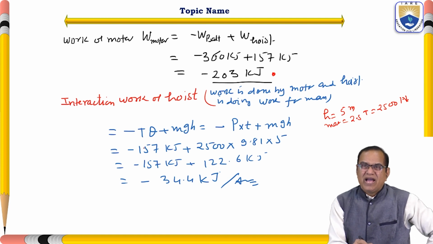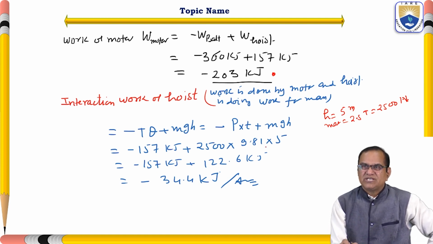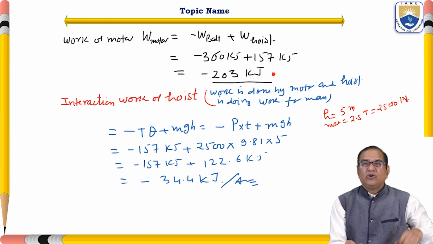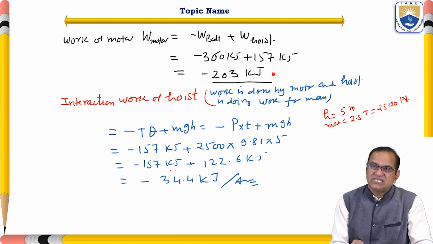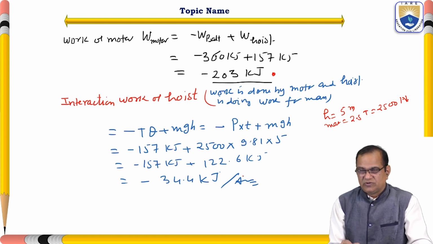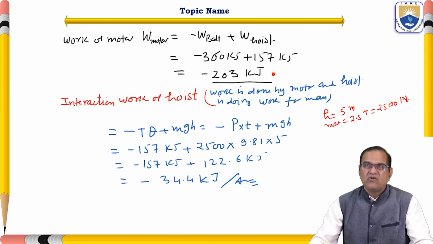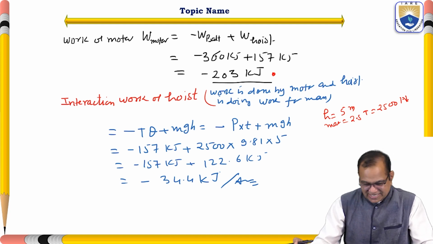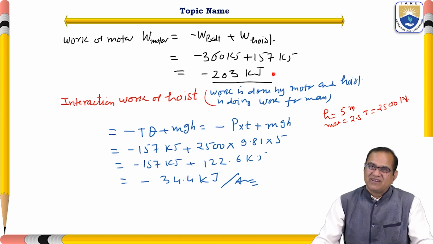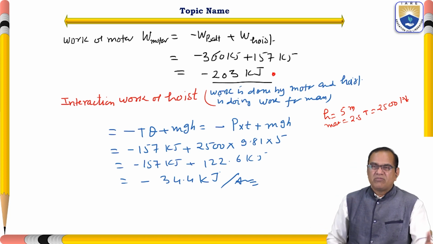Okay, so minus 157 kilojoule plus, if you do all this calculation, you will get minus 157 kilojoule plus 120.6 kilojoule. So here you will get minus 34.4 kilojoule. So this is the work interaction of the hoist, minus 34.4 kilojoule. So this is another answer which we have got from this discussion. Hope these things are very much clear, and if any problem, I will give the email. You can send to me as and when you require.